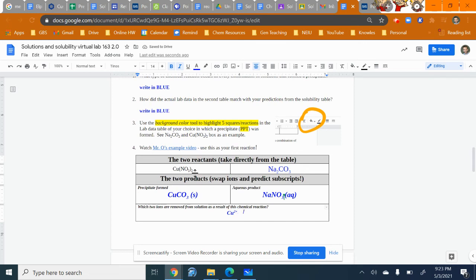I will press control and period to get out of that mode, and then for CO, doing a subscript, I will do a control and comma to put my 3 in. And then I want to put my charge in. I will press control and period to go up as a superscript and put a 2 minus. So those are the two ions that are removed. And there I have my table.